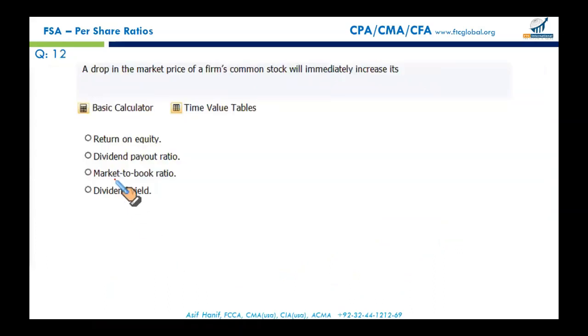Next, a drop in the market price of a firm's stock. Market price of the stock falls. It will cause an immediate increase in which of the following? If the market price falls, which of these will increase? Let us see these one by one.